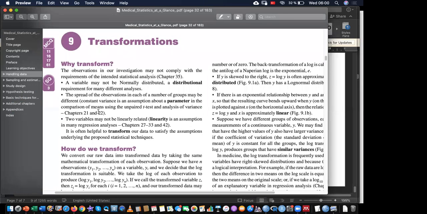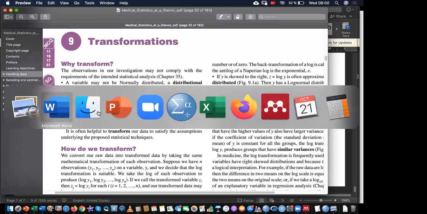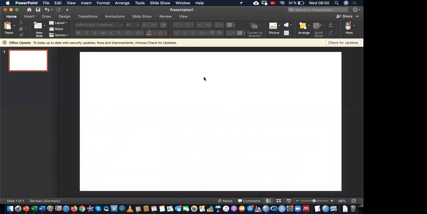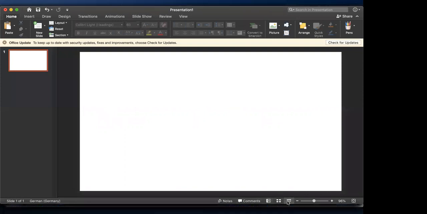Now, in this session, we will discuss transformations. Why do we transform? Why do we transform? Maybe we transform when there is extreme values. Yeah, when there is extreme values.